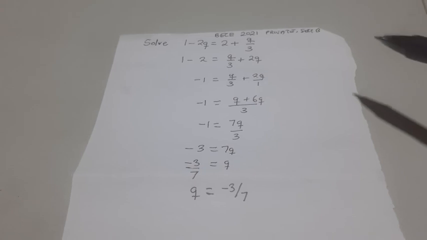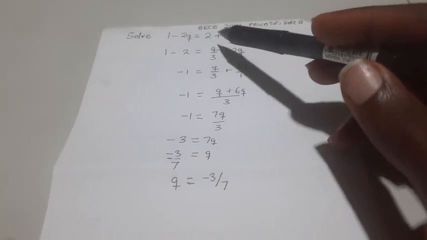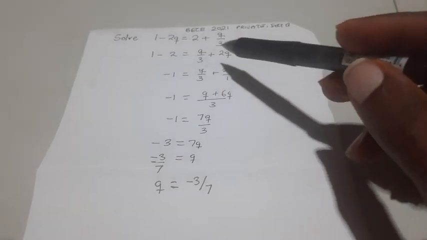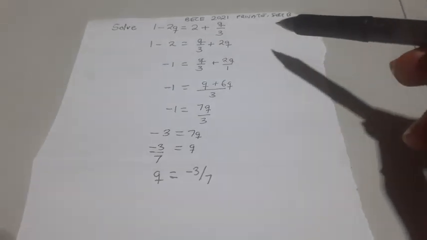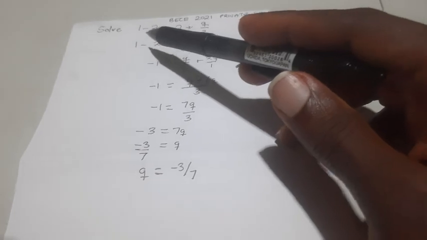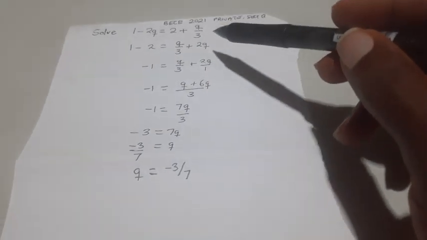Okay, so we quickly want to look at the past question. We want to review on maths in BECE 2021, the private section B. So we have solved 1 minus 2q equals 2 plus q over 3.